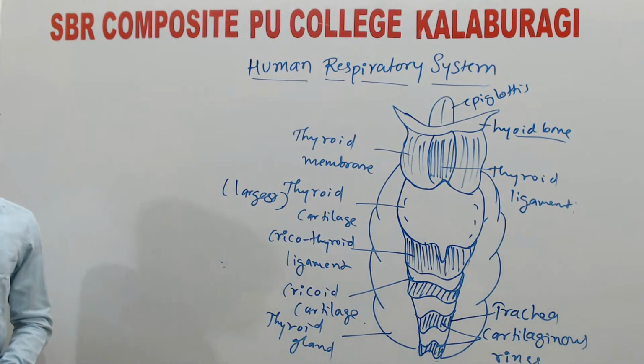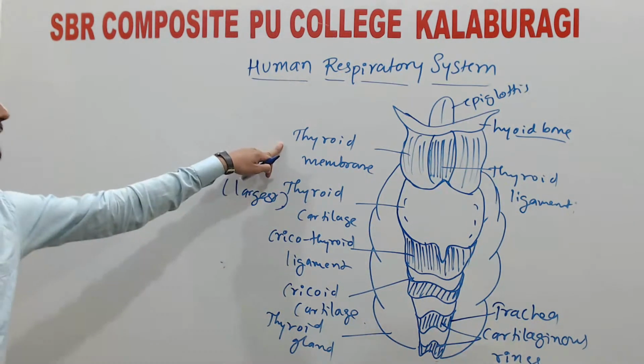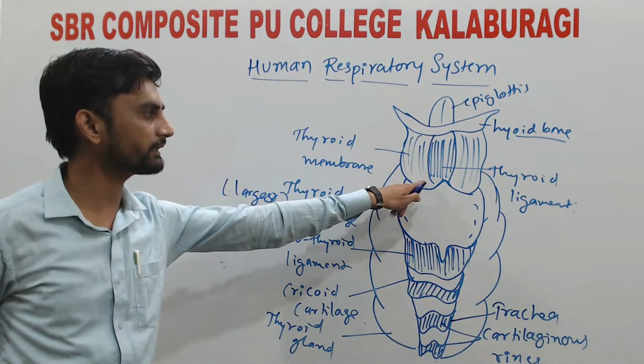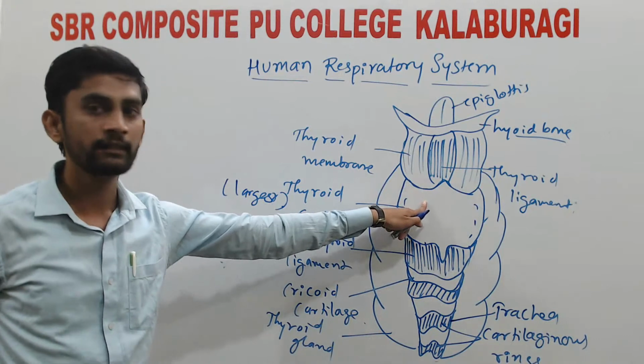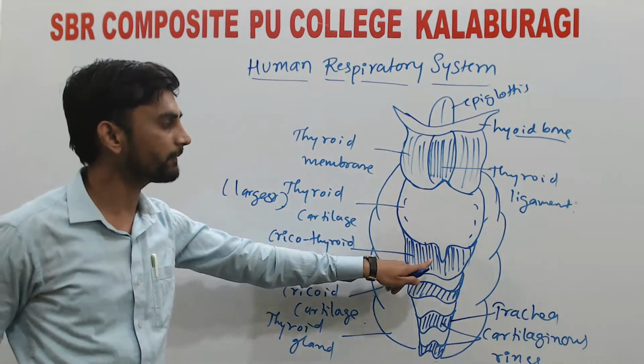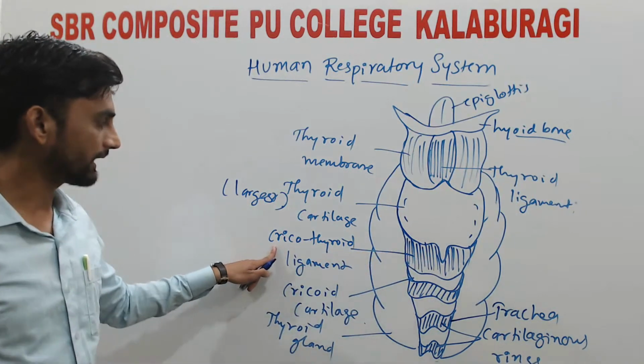So this diagrammatic representation shows the different cartilages you will find. For example, this is the thyroid membrane, which attaches with the help of the thyroid ligament to the thyroid cartilage. This is the largest cartilage, and next to this you will find one more ligament, the cricothyroid.